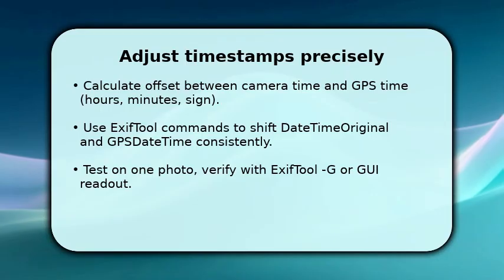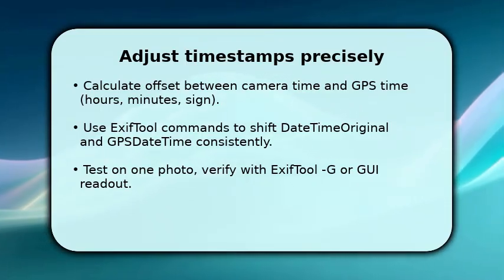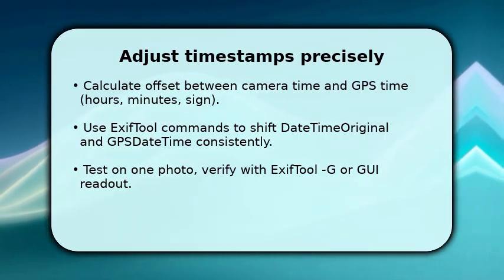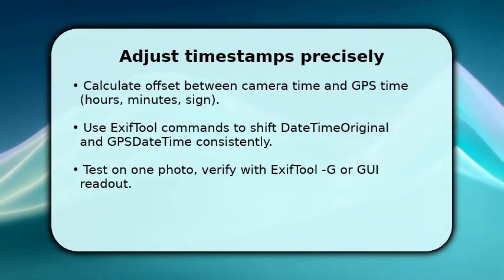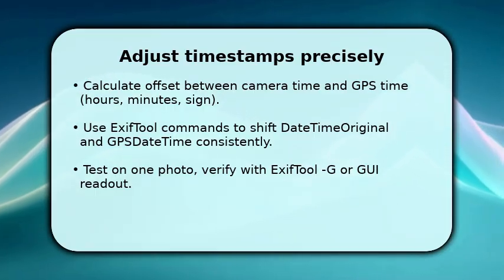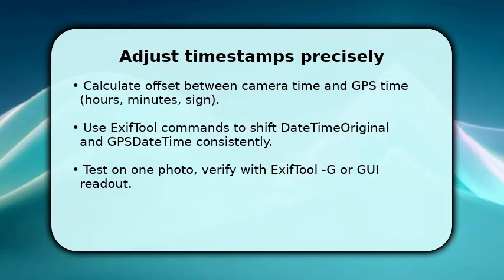You calculate the offset, for example, -3 hours 30 minutes, and decide whether to shift camera tags or GPS tags. Then you run an EXIF tool with a shift parameter like AllDates+=3:30, or use GPSDateStamp and GPSTimeStamp edits to align both sets.